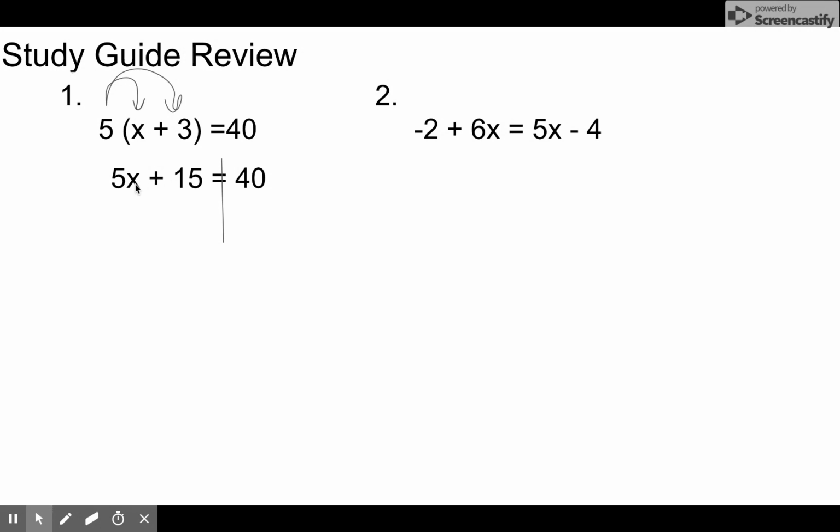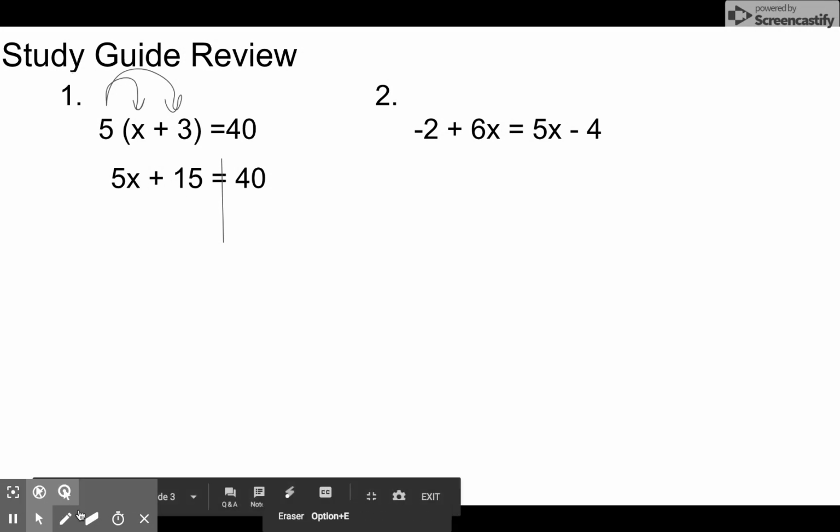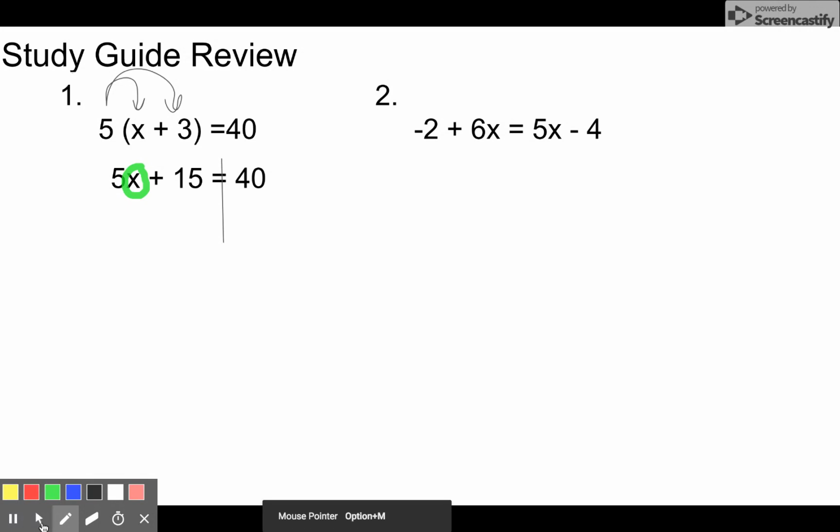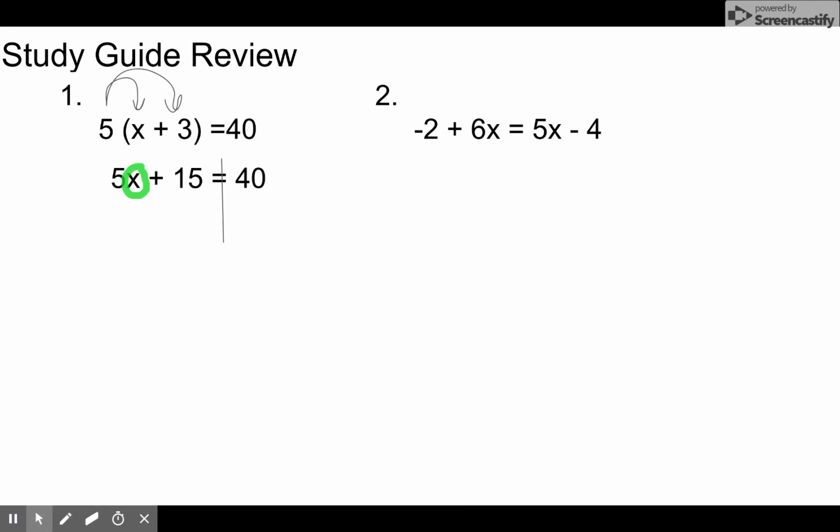When you're solving for a variable, you want to isolate it. Something you can do to remind yourself that you're isolating it is to circle it. If you circle it, you know you have to get rid of the 5 and the 15 because those are the numbers on the left side of the equation that are not x. So what we need to do first is subtract 15 from both sides. We start with the thing farthest away from the x, and then we move to the things that are closer to the x. So you're going to subtract 15 from both sides of the equation.